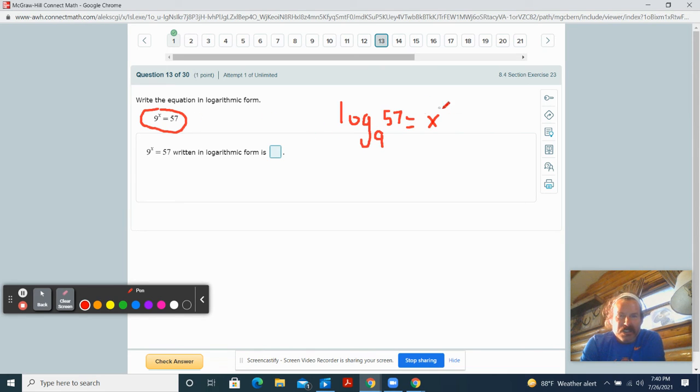But to check to see if you did this right, you might want to do the log loop. Log loop, start with 9. It's raised to the x power, and it's equal to 57. That's exactly what we have here. 9 to the x power equals 57.